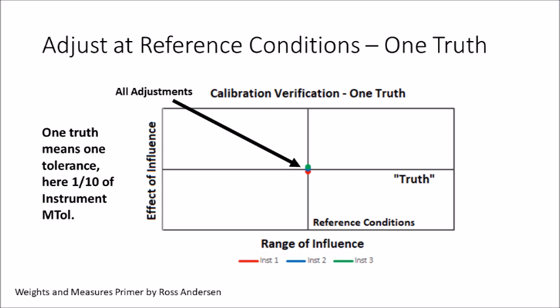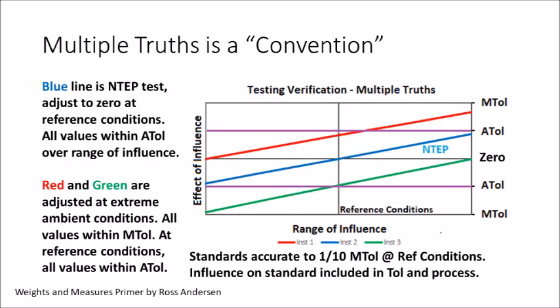In this case, you can see that if the top and bottom of this rectangle represent the maintenance tolerance of the device, the errors of the individual weights in the calibration verification, for example, are within 1/10 of the maintenance tolerance. Think of it as a convention that we accept multiple truths, and this is the way our convention works. The blue line is the NTEP test, where we adjust to 0 at reference conditions.